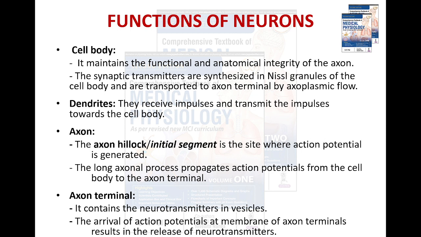What are the functions of the neuron? The cell body maintains the functional and anatomical integrity of the axon. The synaptic transmitters are synthesized in the granules of the cell body and are transported to the axon terminal. Dendrites receive impulses. The axon hillock, or initial segment, is the site where the action potential is generated.